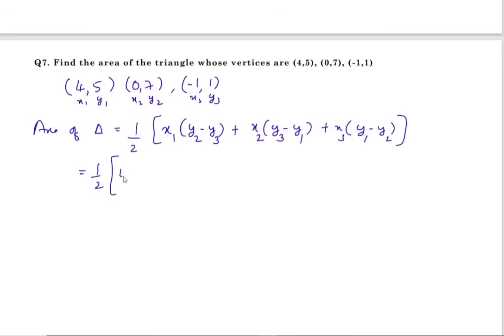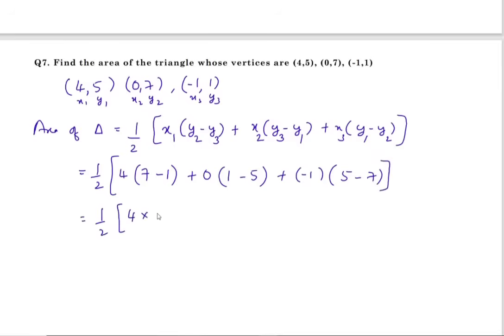Half into x1 is 4, y2 is 7 minus y3 is 1, plus x2 is 0, y3 is 1 minus y1 is 5, plus x3 is minus 1, y1 is 5 minus y2 is 7. Half into 4 into 7 minus 1 is 6. Now 0 into anything is 0. I'll take this as 0 plus 0 plus minus 1 into 5 minus 7 is minus 2.